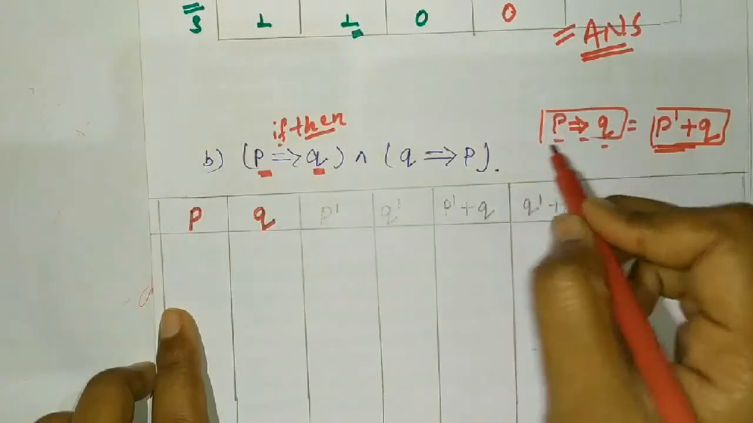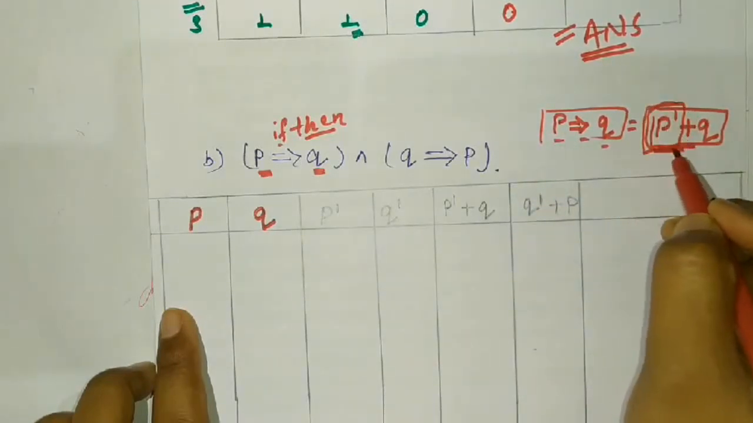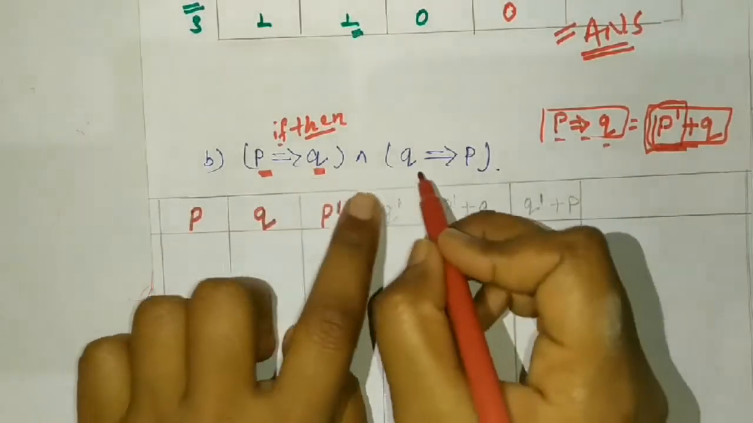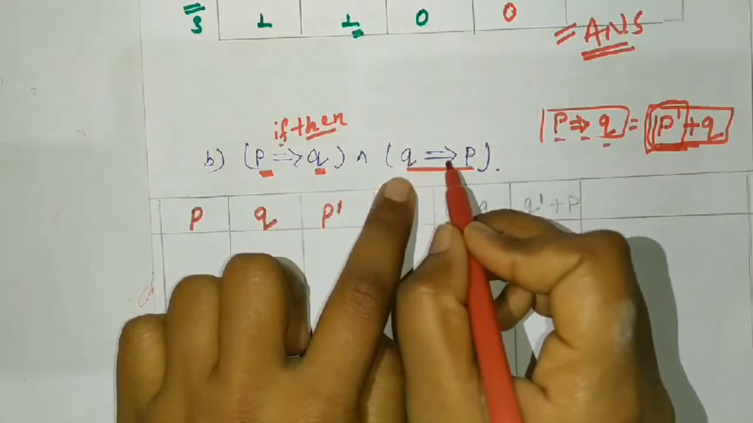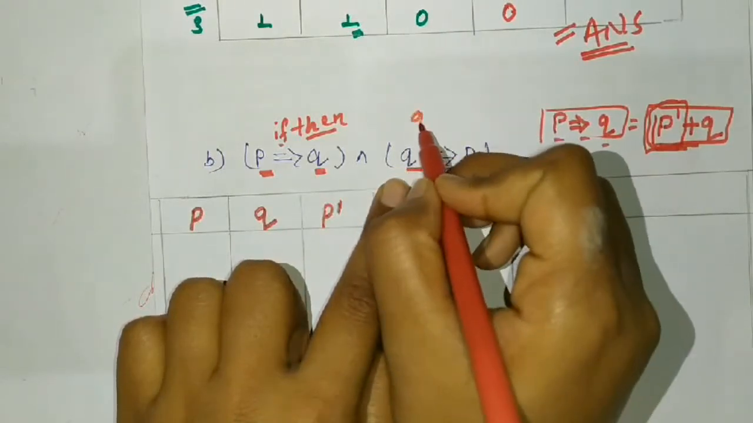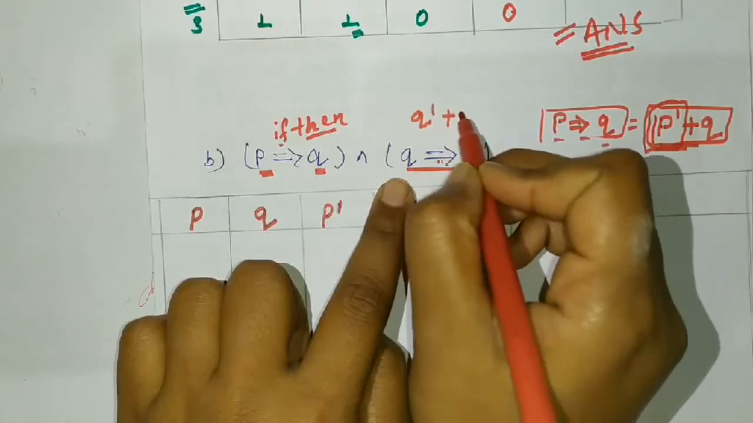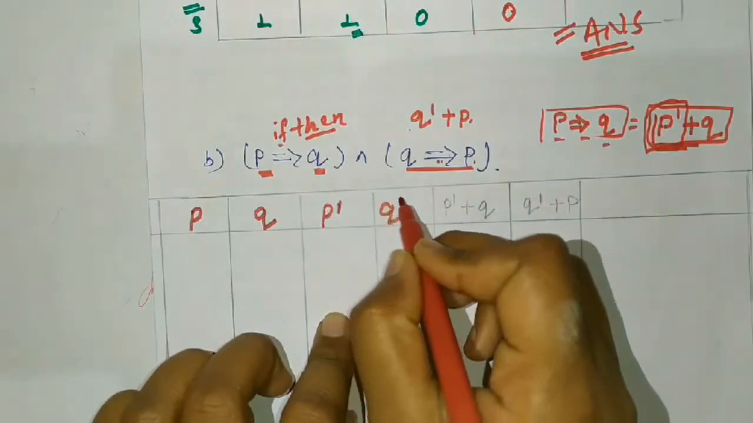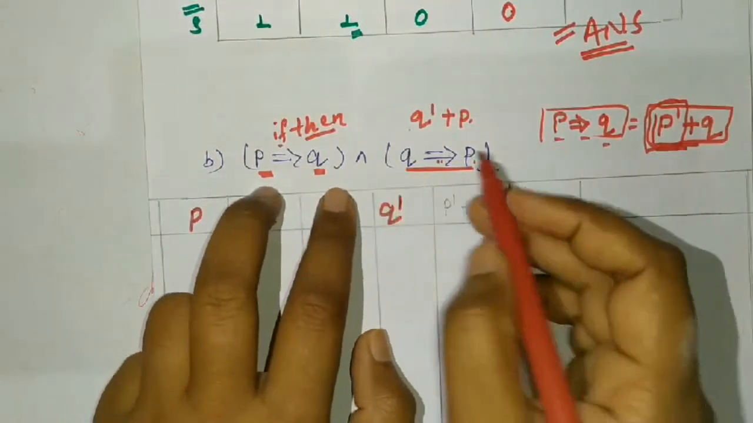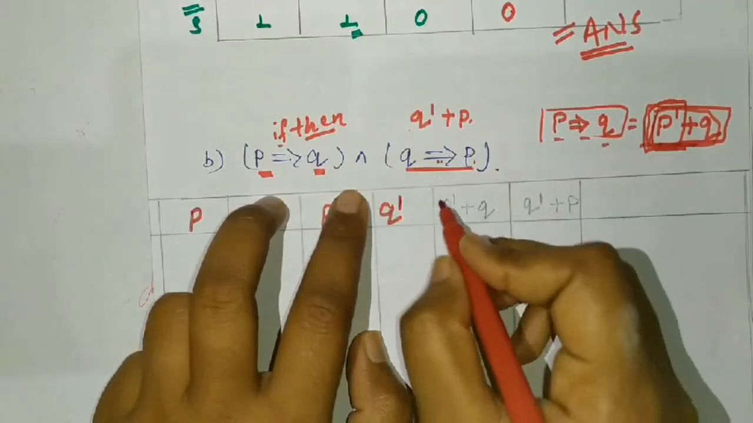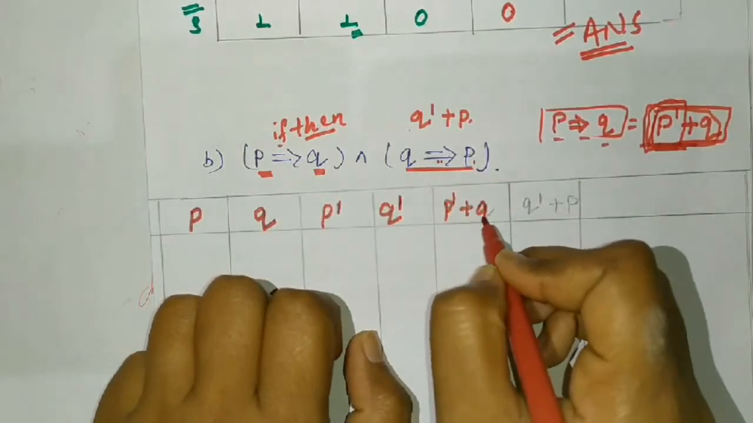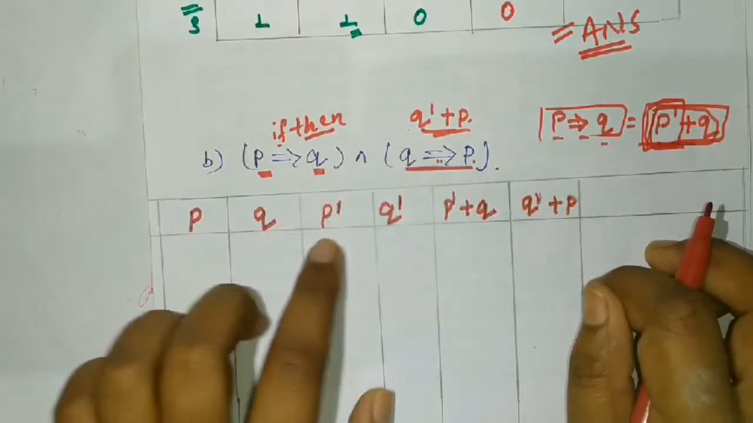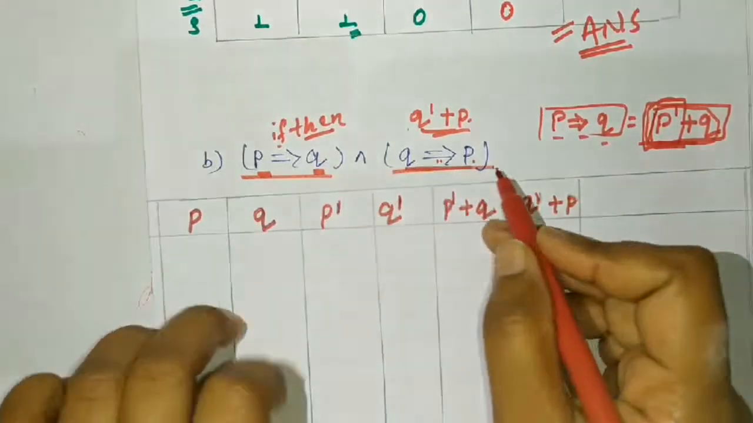So by this equation we have to find P dash. Then by this statement, Q conditional P, that means Q dash plus P. For this equation we have to find Q dash. So we have written Q dash. Next, for this expression we write P dash plus Q, and for this we write Q dash plus P.